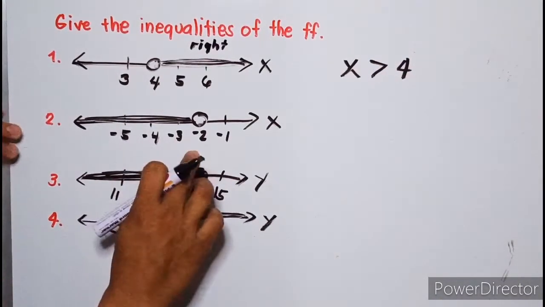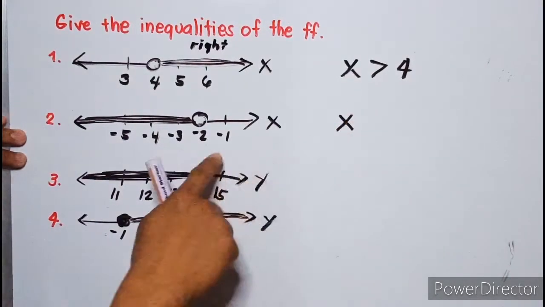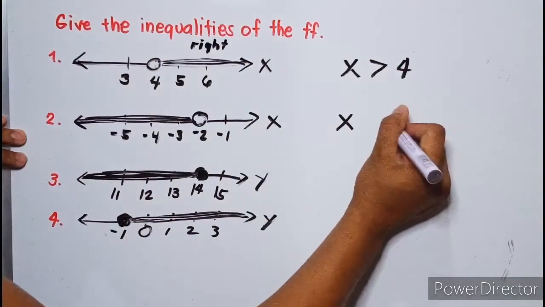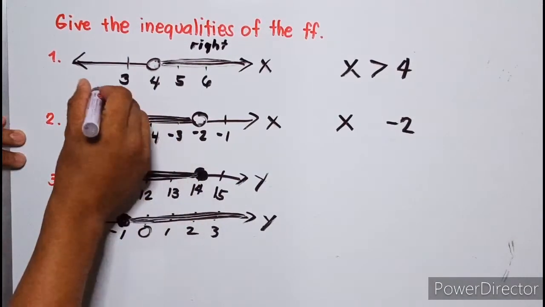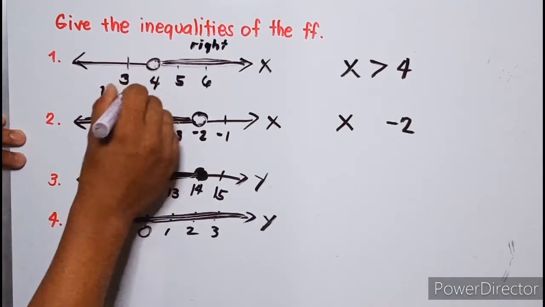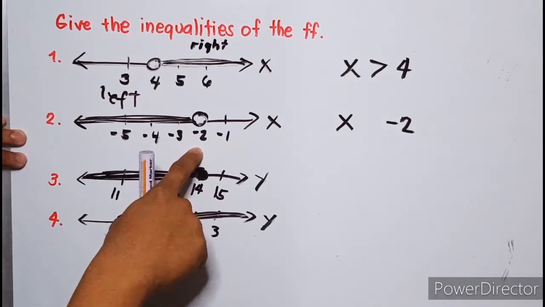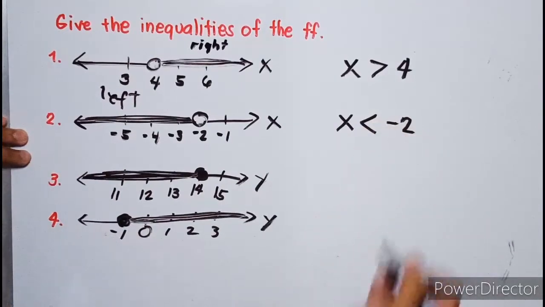Then, for number 2, our variable is x. Then, the number where you can find 0 is at negative 2. Then, it goes to the left. And meaning, negative 2 is not part of the solution for x. So, x is less than negative 2.